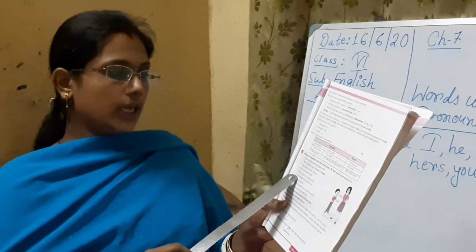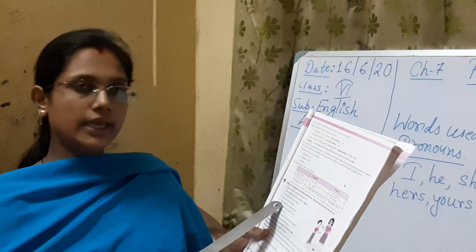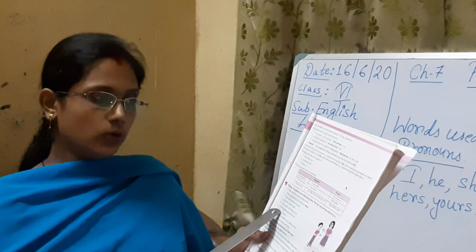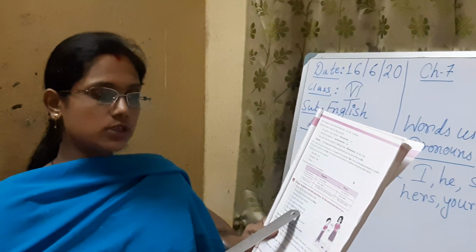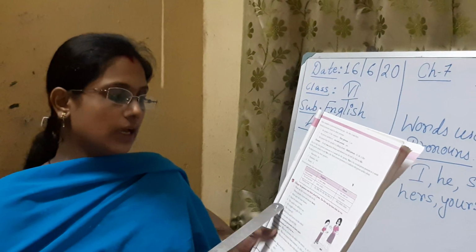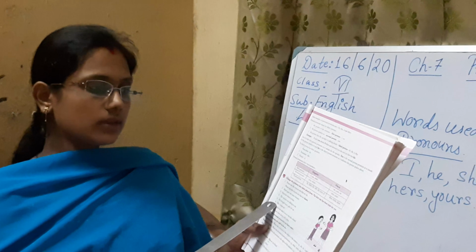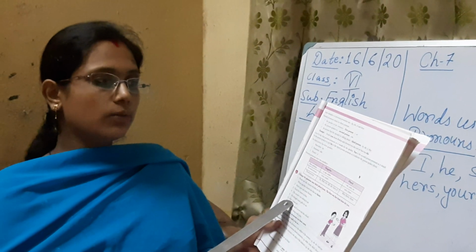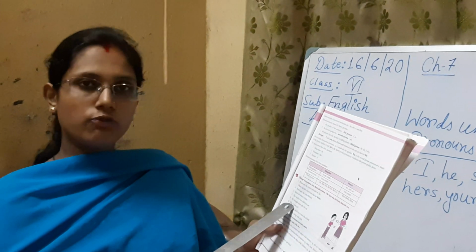Number 5, he brought many gifts for me. He brought many gifts for us. So you can write, he brought many gifts for us. Here he also you can change into plural, that is, they brought many gifts for us. Okay, then number 6, may I come in. Instead of I you can put the plural, may we come in.